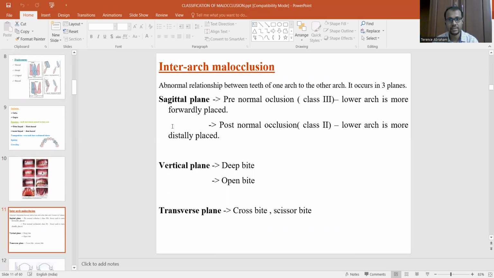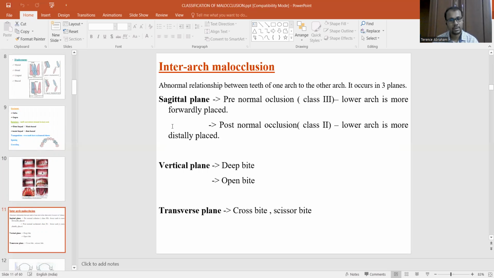Coming to inter-arch malocclusion, that is abnormal relationship between the teeth of one arch to the other arch, that is malocclusion present between both arches. It occurs in the three planes as I told before: sagittal plane, vertical plane, and transverse plane. Sagittal plane, it may be class 2 or class 3. Class 2 means lower arch is distally placed. Class 3 means lower arch is more mesially or forwardly placed.